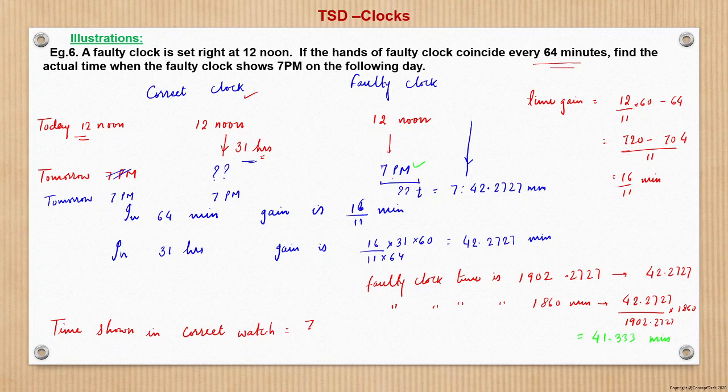So the time shown in the correct watch at that time would be nothing but 7 p.m. as shown by the faulty watch minus 41.333 minutes, and that is 6. And then from 60, had it been 41, it would have been 19 minutes. It's 18.667 minutes. So this is the answer, that is 18.667 minutes past 6 o'clock would be the time in the correct watch, right?